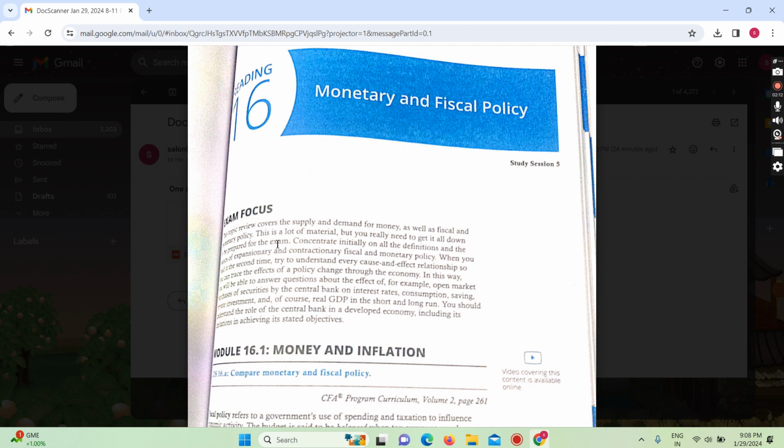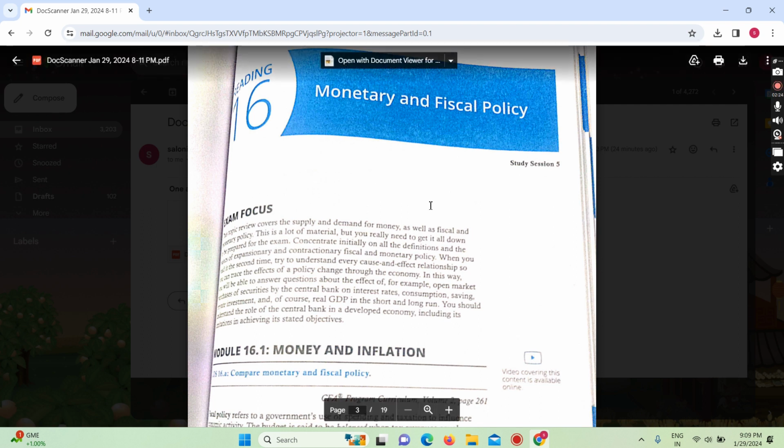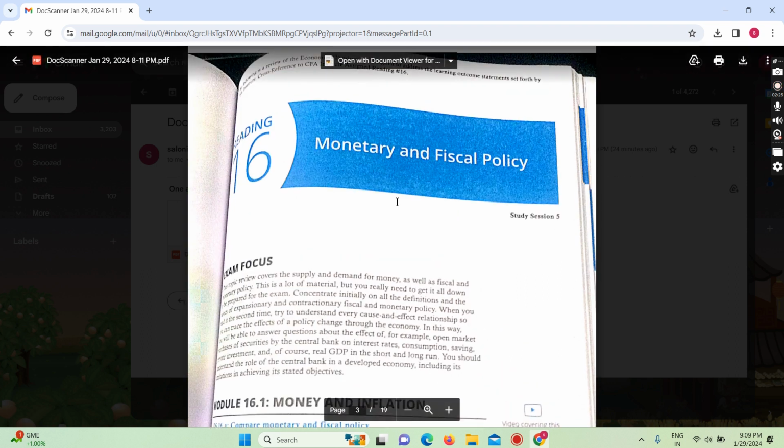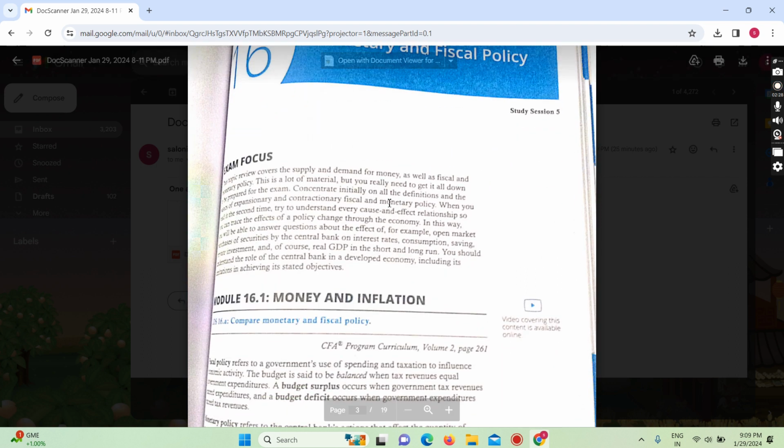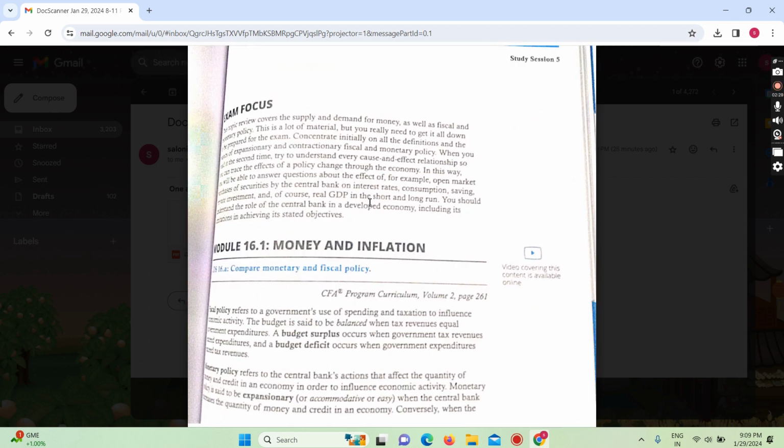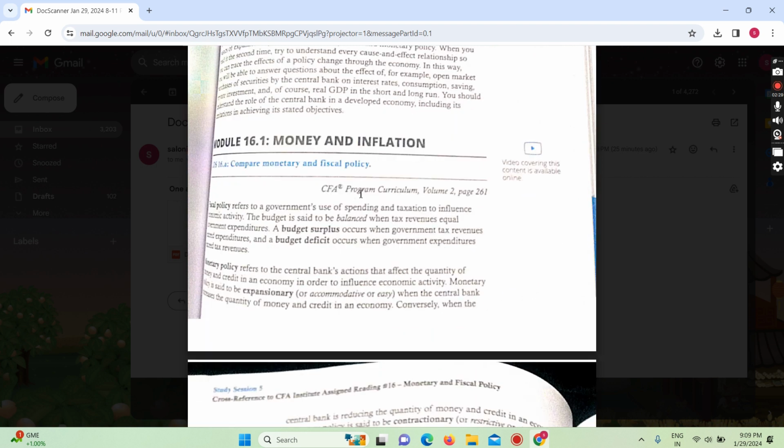You should understand the role of central bank in a developed economy. What is the role of central bank in a developed economy, including its limitation in achieving its stated objective? So this is the exam focus, from the exam point of view. What we need to learn for the level 1 candidate, what they need to take care of. So these are covered by the institute.